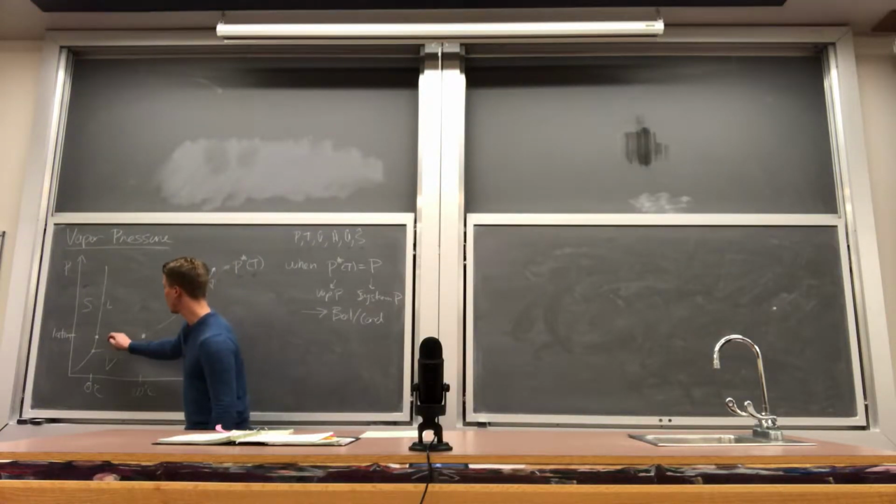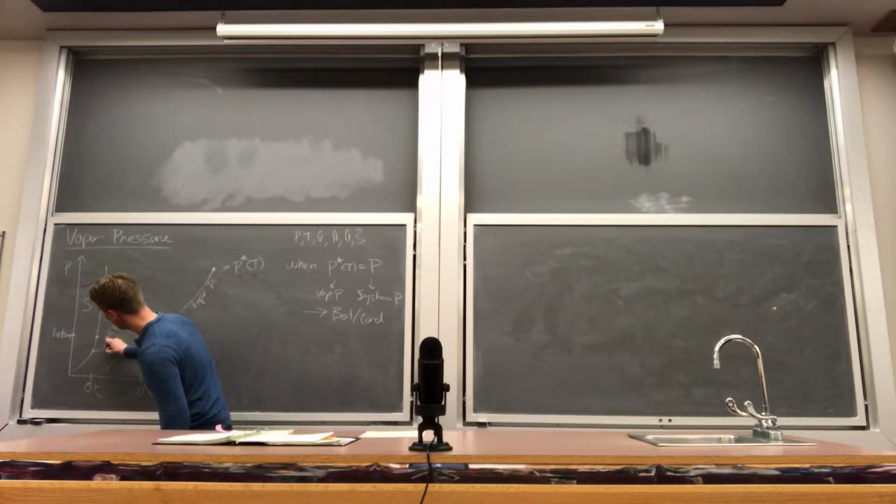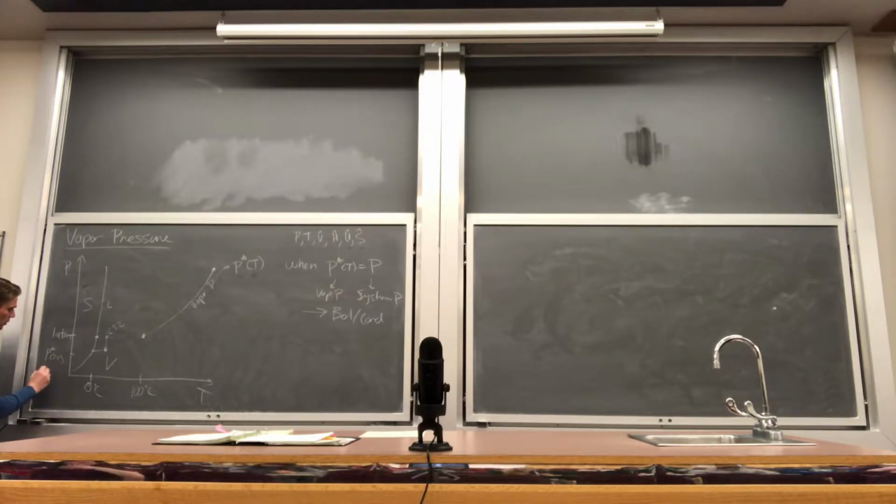But let's say, for example, I start off right here at 25 degrees C. I have to go down, and at about 25 degrees C, my P star at 25 is equal to about 3 kilopascals. So if I want to boil water, I can either lower the system pressure to around 3 kilopascals, or I can heat up the fluid until its vapor pressure matches the system pressure.